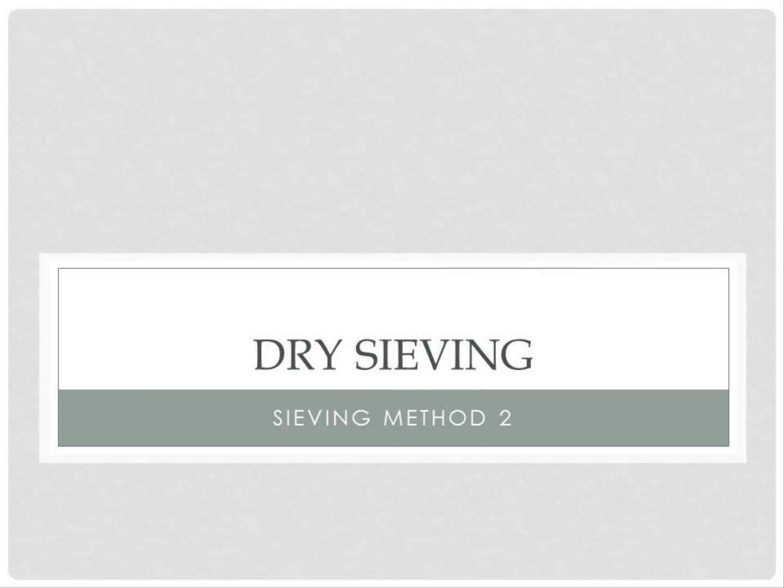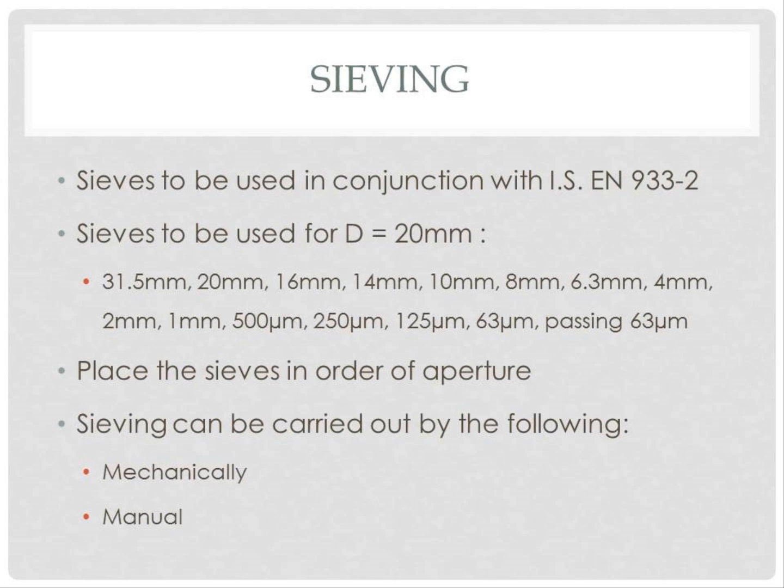From this point on, the video is common to both wet and dry sieving. Sieves to be used in conjunction with IS EN 933 Part 2. Sieves to be used for the aggregate are the sieve apertures labelled. Place the sieves in order of aperture.